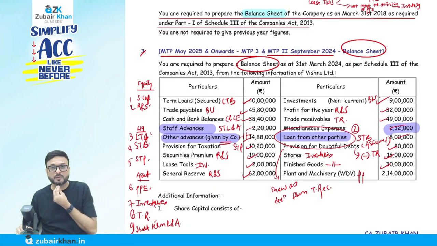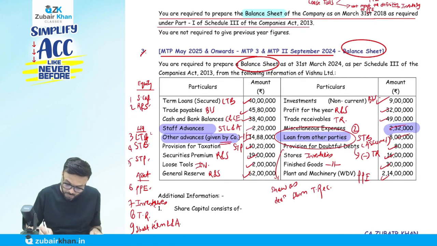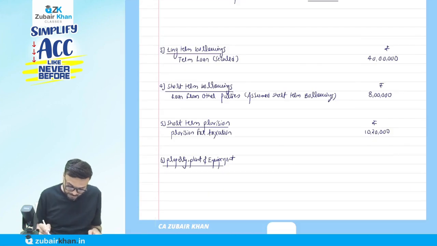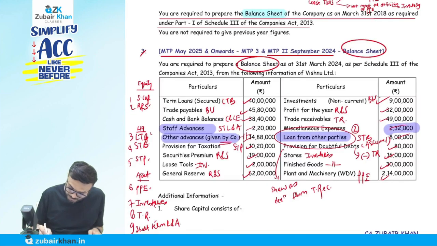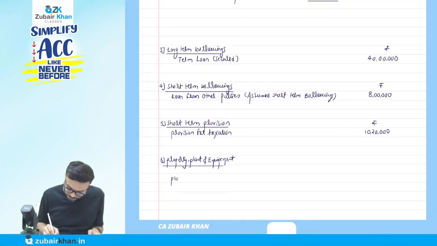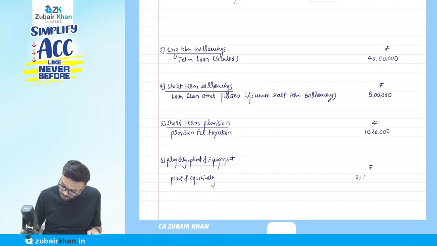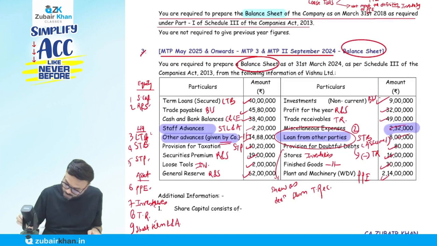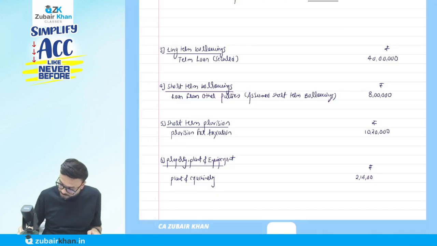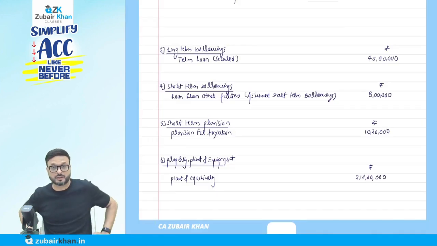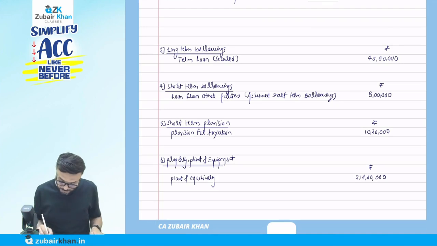This is PPE. There's no adjustment there. 2 crore 14 lakh. So write it down here: Plant and machinery. How much is it? 2 crore 14 lakhs. Okay, 2 crore 14 lakh. Plant and machinery. This is WDV. Okay.